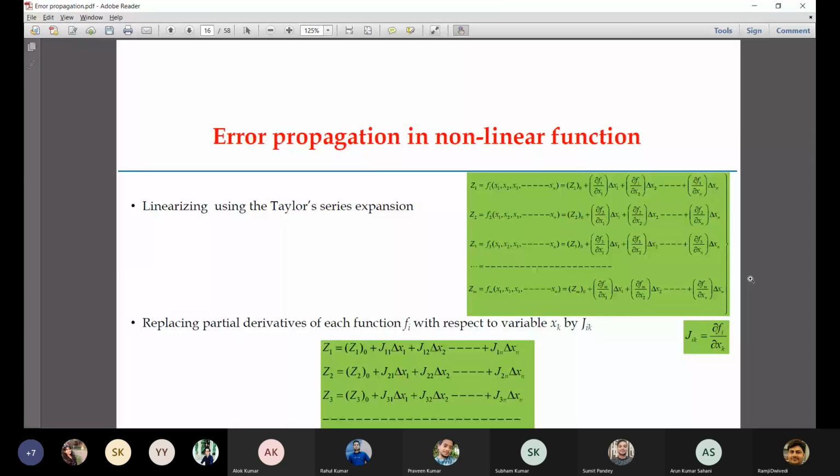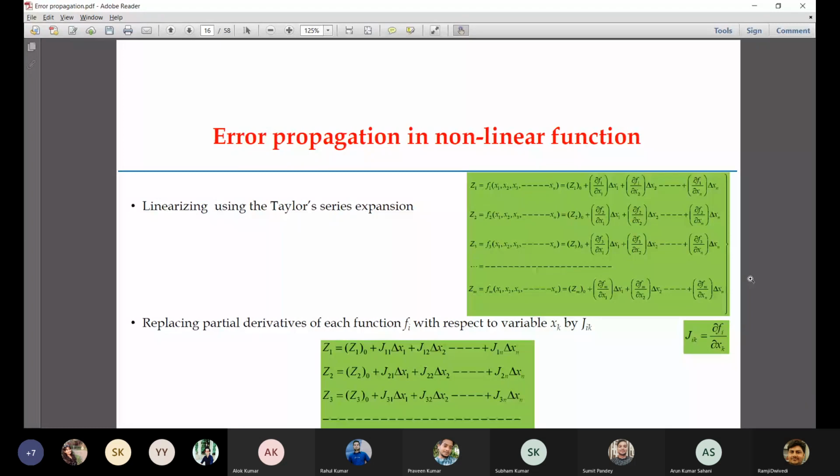Then for Z1, you write the so-called function value at the initial point plus the partial derivative with respect to the first variable multiplied by the deviation, plus the partial derivative with respect to the second variable multiplied by the deviation, and so on up to n. What is deviation? Deviation around the initial point is x1 minus x1 naught, x2 minus x2 naught, x3 minus x3 naught, x4 minus x4 naught, like that.